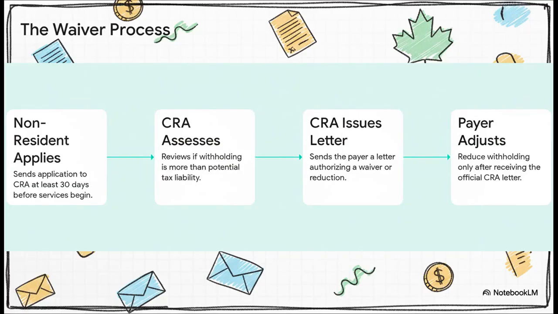But what if that 15% is just way too high for the situation? That's where the waiver process comes in. The non-resident can apply to the CRA to have it lowered or waived completely. But look at these steps very carefully. The non-resident applies, not you. The CRA looks at it, and if they agree, they send you, the payer, an official letter. And here's the crucial part. You don't change a thing. You keep withholding that 15% until that letter is physically in your hands. No letter, no waiver. Period.